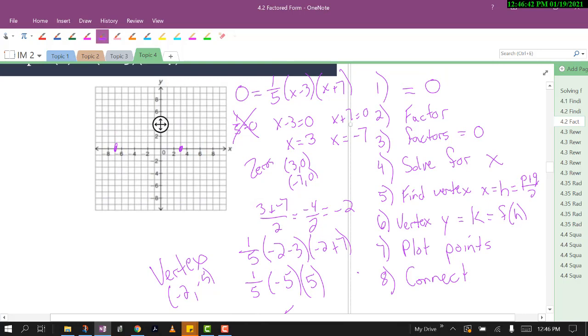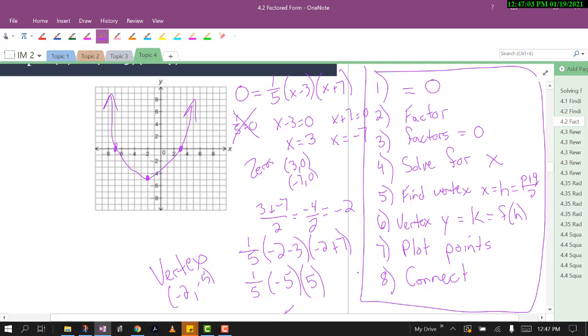So -2, -5. If you have those 3 points correctly, no matter what kind of parabola you draw, I'll be okay. It's not necessarily super easy to draw good parabolas. That's not great, but it works. So again, these are our steps. Steps 1 through 4 is what we did in the beginning of 4.2. And then 5, 6, 7, 8 is what we are learning today.